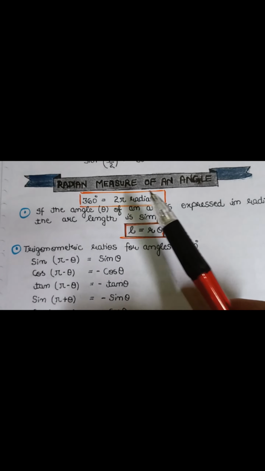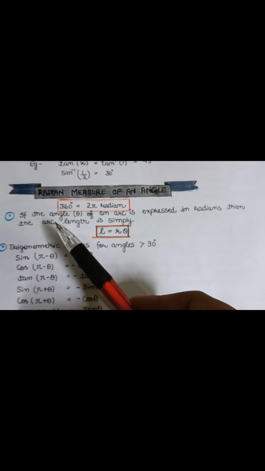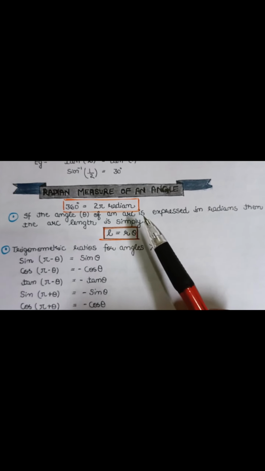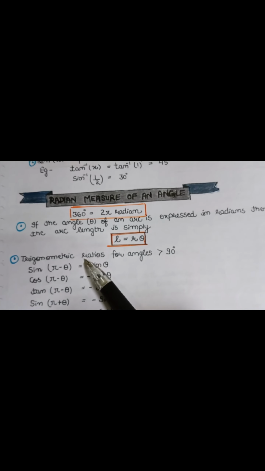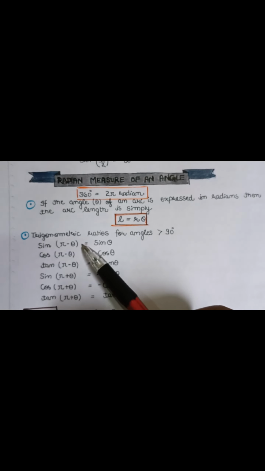Radian measure of angle. 360 degree is equal to 2 pi radian. If the angle theta of an arc is expressed in radians, then the arc length is simply represented by L is equal to r theta.